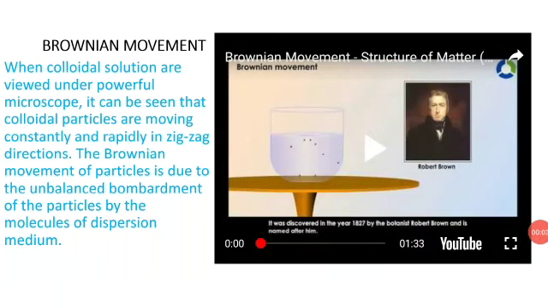Brownian movement. When colloidal solutions are viewed under a powerful microscope, it can be seen that colloidal particles are moving constantly and rapidly in zigzag directions. The Brownian movement of particles is due to the unbalanced bombardment of the particles by the molecules of the dispersion medium. I have one video that includes this Brownian movement. Please watch it.